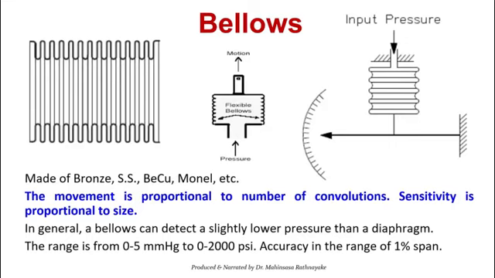So it has a range. All this equipment has a range for the measurement that depends on several other aspects also. In the case of bellows, the range is from very small pressures like 5 millimeters of mercury up to 2000 psi or so. 2000 psi is more than 10 bar, around 12 to 15 bar, right? The accuracy is also within 1% of span. So bellows are a good type of sensing element in most cases, right?